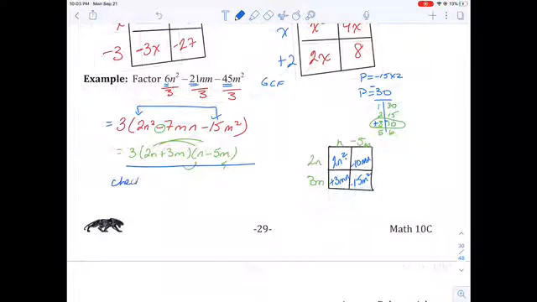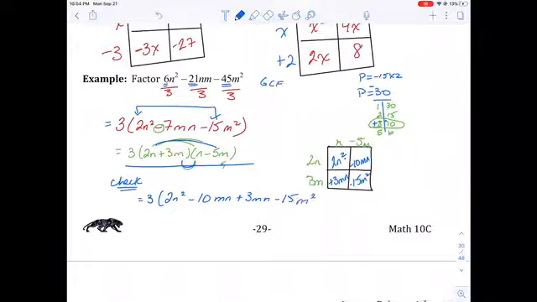But if we were to do a check, I would leave the 3 out, and I would first FOIL, and I would get my 2n times n, which would be 2n squared. And then, of course, a minus 5m times 2n would be a negative 10mn, a positive 3mn, and a positive 3 times negative 5, a negative 15m squared. And then, of course, if we simplify or combine our like terms, that's a negative 7mn minus 15m squared. And finally, if we distribute that 3 through, we would get a 6n squared minus 21mn minus 45m squared.